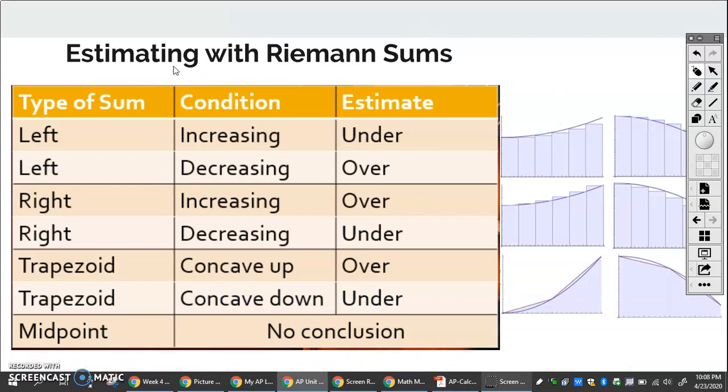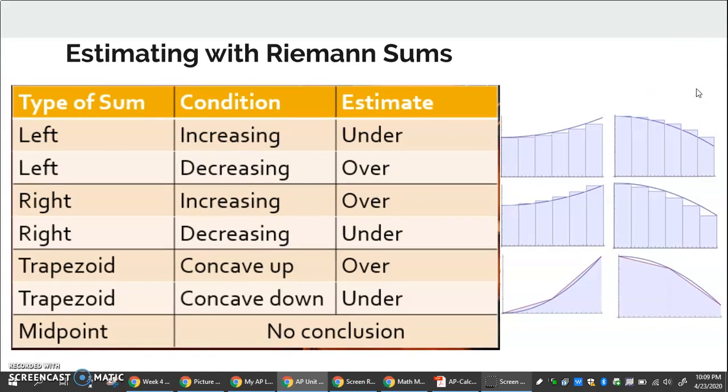If you are estimating with Riemann sums, you'll often be told if the original function is increasing or decreasing, or potentially if it's concave up or concave down. This table is a little bit modified from the one you saw in your notes this year, so take a look at this. If the function is increasing or decreasing, a left or right sum will be an over or under estimate. So if you have a left sum or a right sum, all you care about is whether the function is increasing or decreasing. It doesn't matter whether it's concave up or concave down.